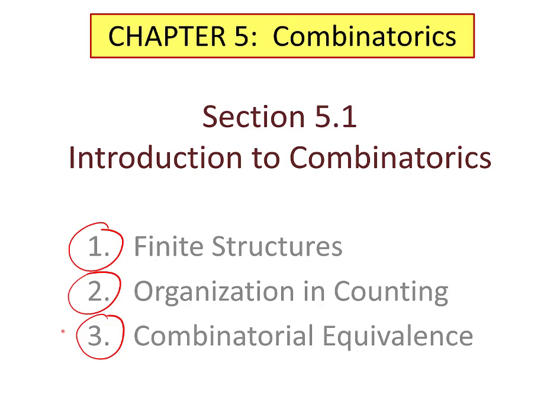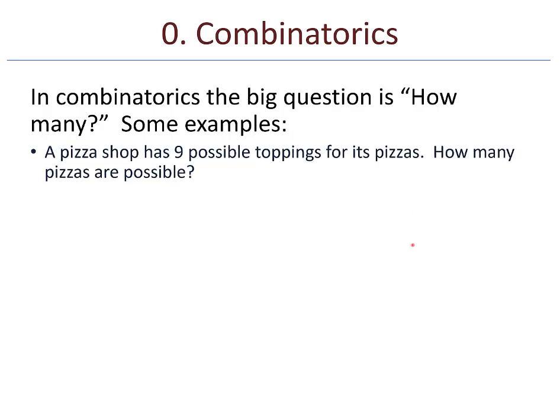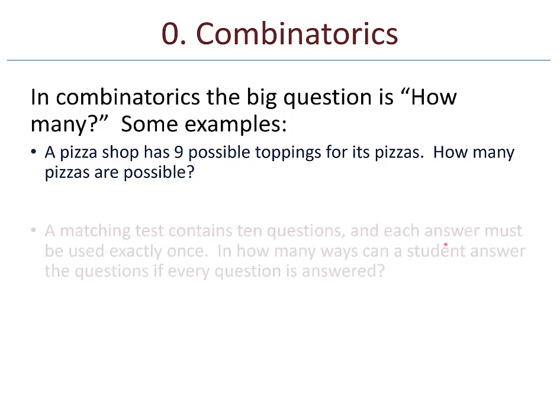Before I hit these 3 points, though, there's one section I want to talk about, maybe a section 0. That's just basically, what is combinatorics? In combinatorics, the big question is how many? Here are some examples of combinatorial questions. A pizza shop has 9 possible toppings for its pizzas. How many pizzas are possible?